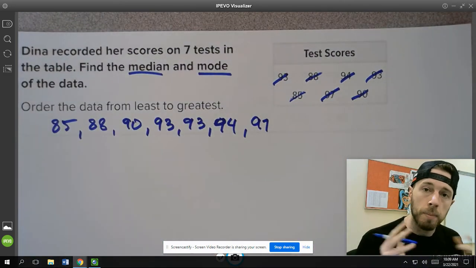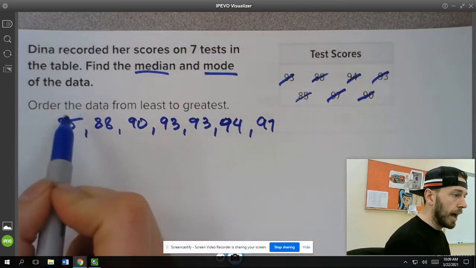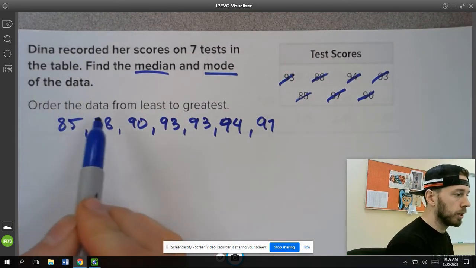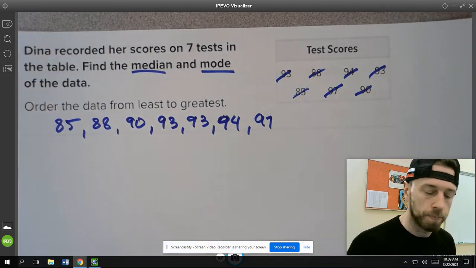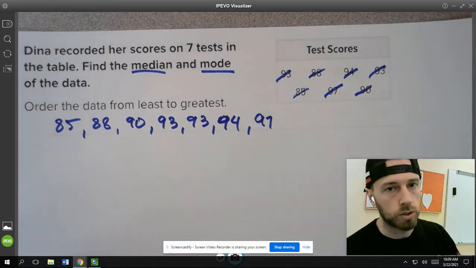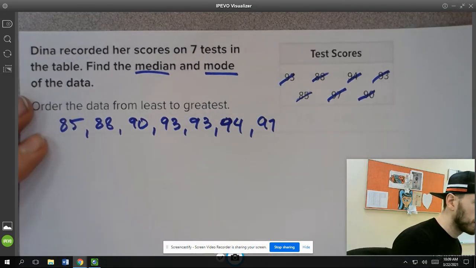If I were to ask you to find the mean, which is what we did yesterday, you would add all these numbers up and you would divide by 1, 2, 3, 4, 5, 6, 7. It would give you your average, right? Now remember, using a calculator on this is totally cool for all these types of problems.